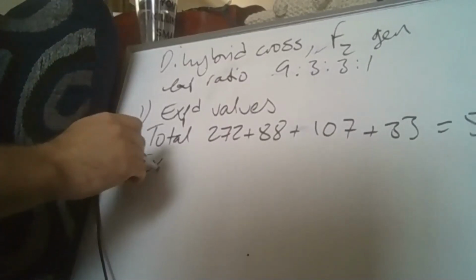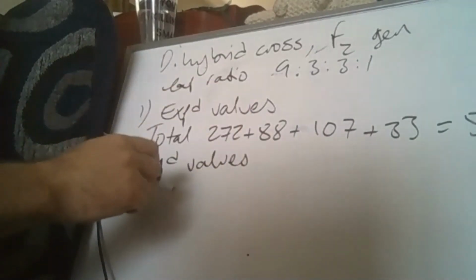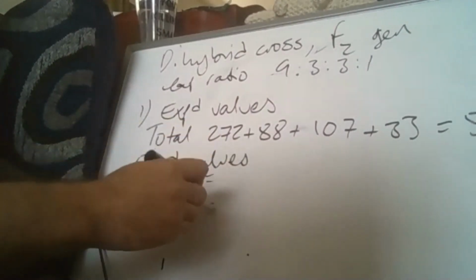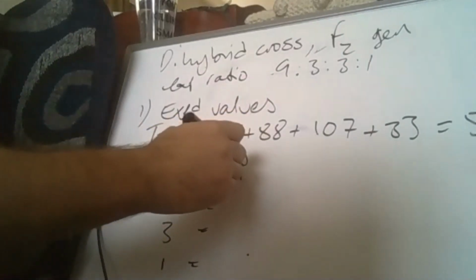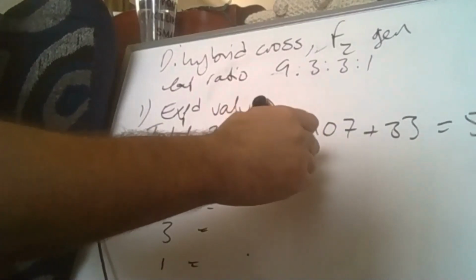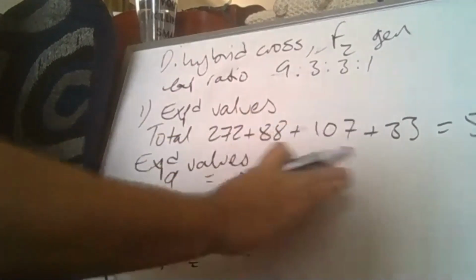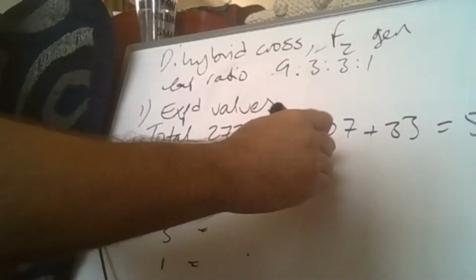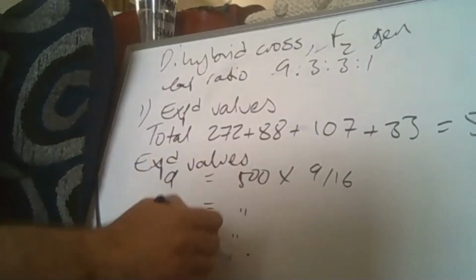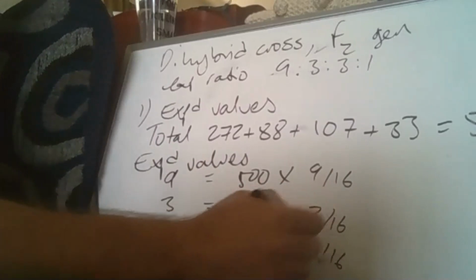And so your expected values for your 9 to 3 to 3 to 1 are going to be 500 times, oh, I hate fractions. It's going to be 0.5. I'm not going to risk that. 9/16. There you go. Bit of a cop out there. Okay, yeah, that's what I couldn't figure out, what to multiply it by. So that's where I was wrong, I think.